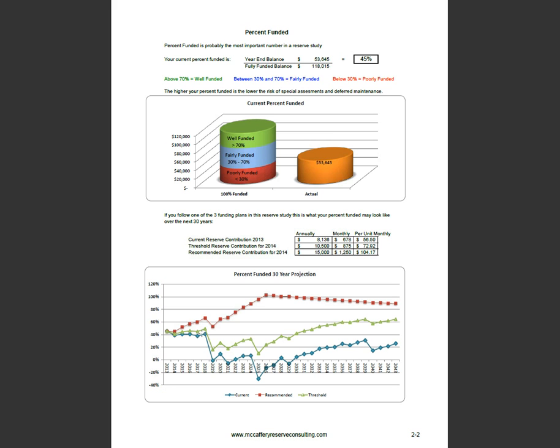In this case, the association's current funding plan eventually drops below 0%, meaning they'd need a special assessment. On the other hand, if they were to follow our recommended funding plan, you can see their percent funded increases and eventually gets up to that 100% funded level, which is the ideal place to be.